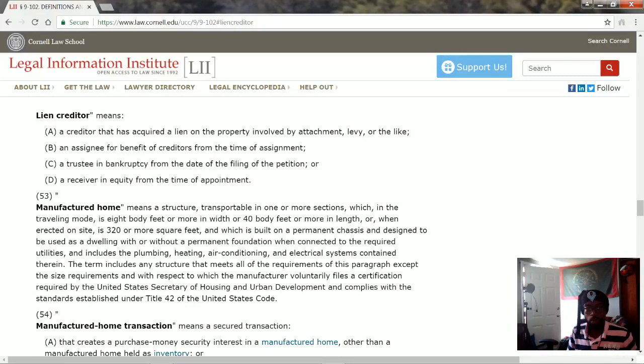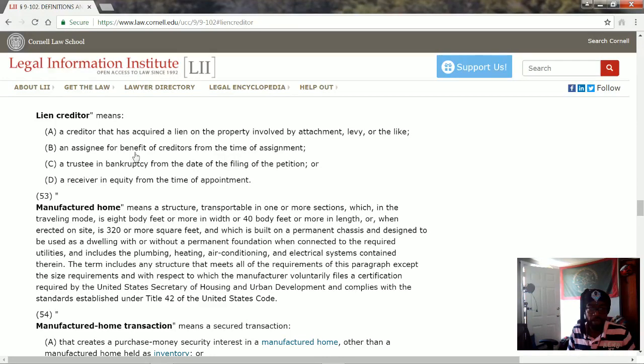A creditor that has acquired a lien on the property involved by attachment, levy, or the like. That's what a mortgage is. And so the bank acts as the lien creditor. You get it? And if you don't pay the mortgage, they foreclose on their lien and they take the property back.